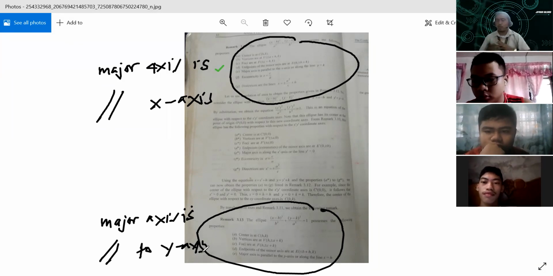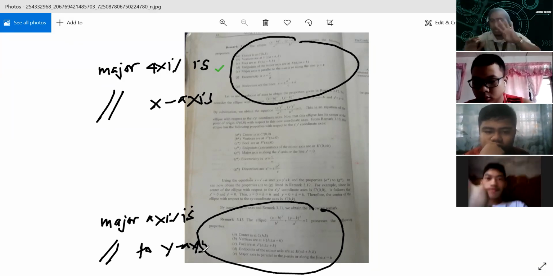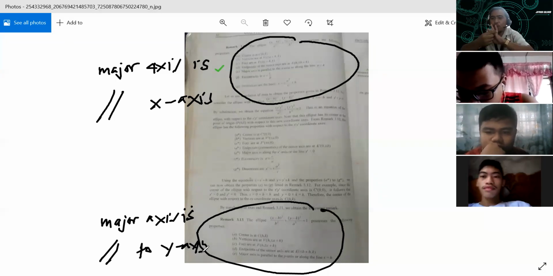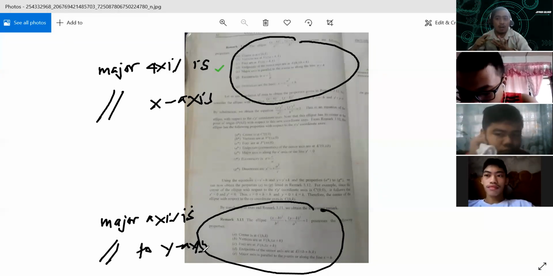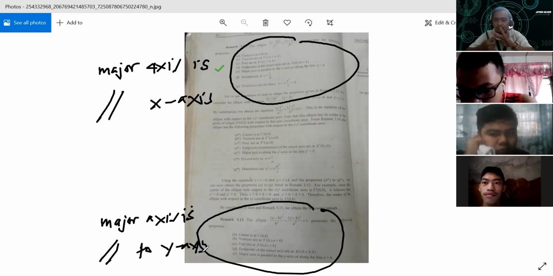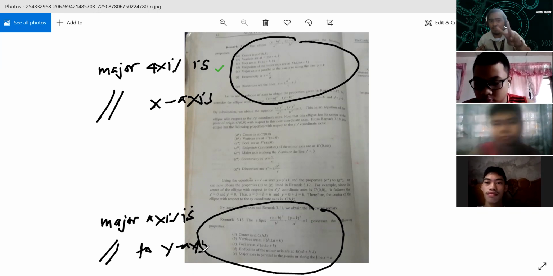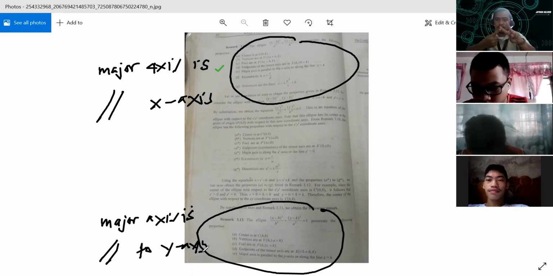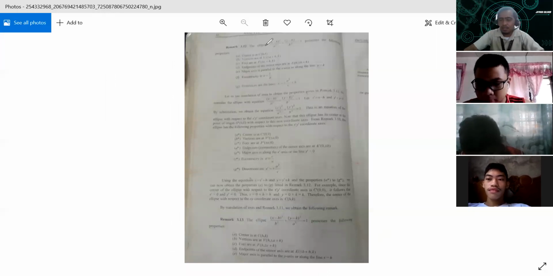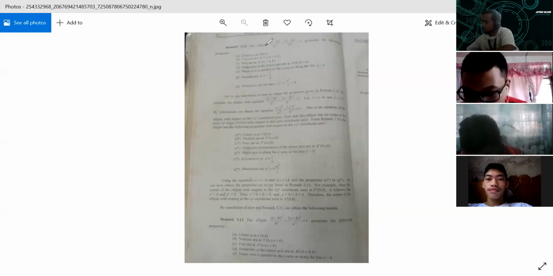So class, there are four theorems that we need to memorize. Those theorems for the center at the origin, with the major axis on the x or on the y. Then two theorems that can be used if the center is not at the origin, the major axis is parallel to the x-axis, and the major axis is parallel to the y-axis. So there are 4 theorems here that you need to understand. That will really help you. Let us have one example here.